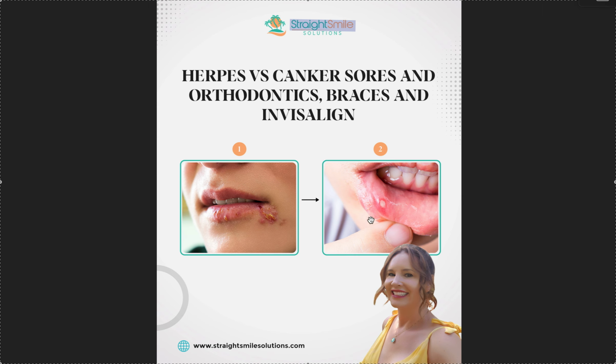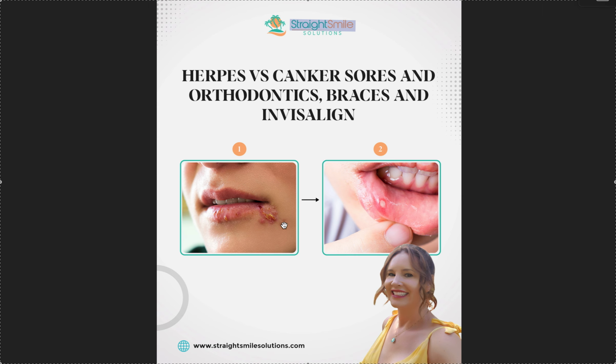They're further down in your mouth or on the inside of your lips, whereas this is on the outside of your lips. If you have an ulcer on your attached gums, then that's a bigger problem. It's usually an infection of some sort. So that's the difference.